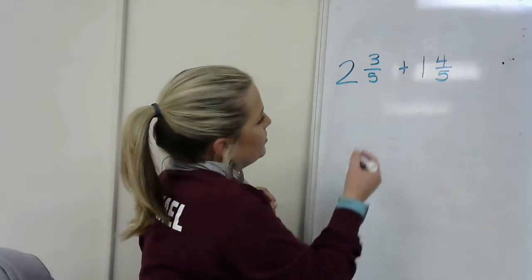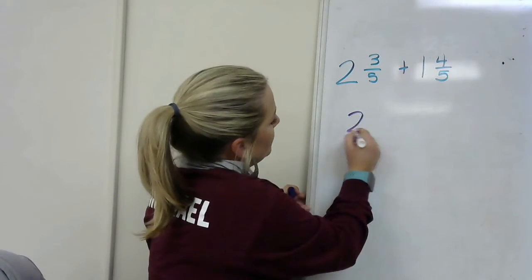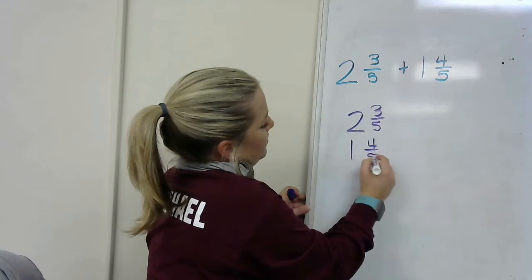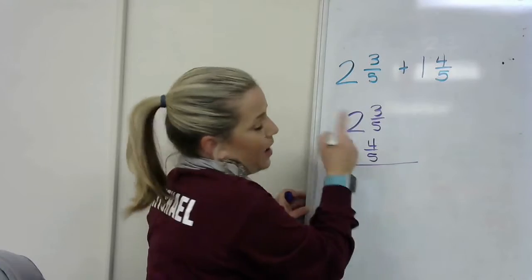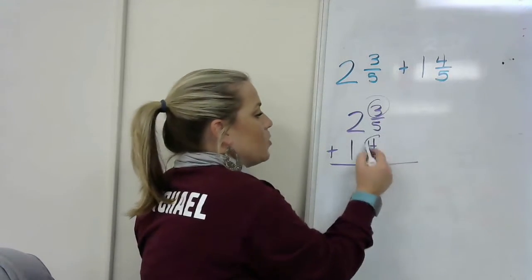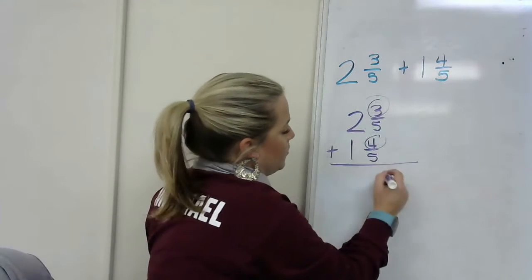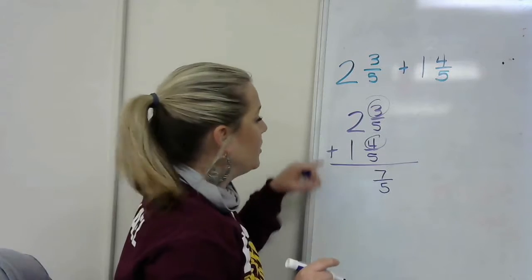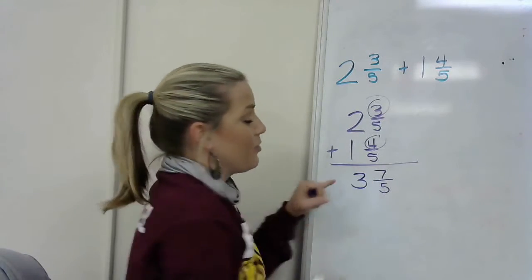So we have 2 3/5 and 1 4/5, okay? We're adding, and they're the same denominator, our bottom number's the same. So we'll add our numerators and we'll get 7. 3 plus 4 is 7, okay? Remember, you can pause this video if you need to. 2 plus 1 is 3. All right, so we have 3 7/5.